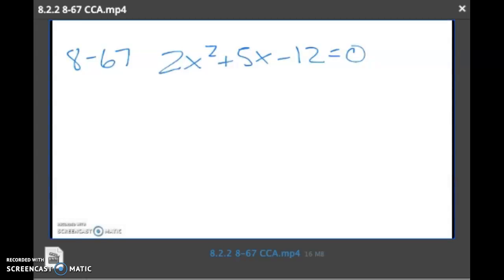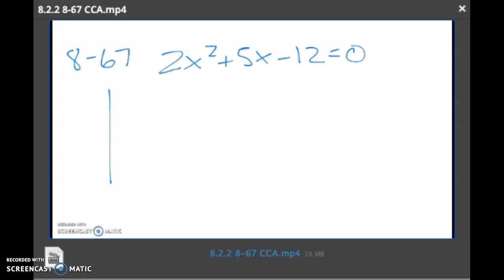Lesson 822, problem 867. In this problem, it says to use the zero product property to solve the quadratic equation 2x squared plus 5x minus 12. It's set equal to 0 because we're going to use the zero product property. So to start out, I need to factor this quadratic equation so that I can put each factor equal to 0 and use this zero product property.